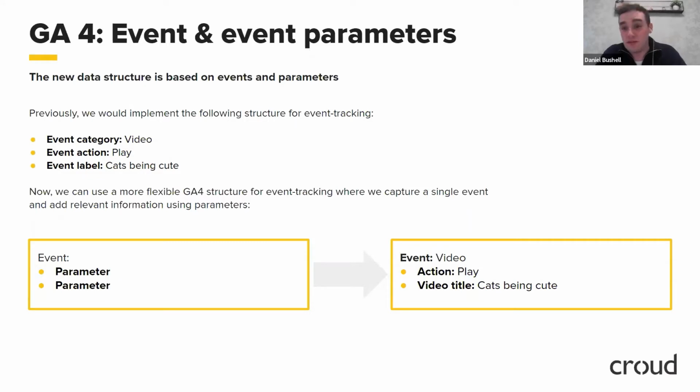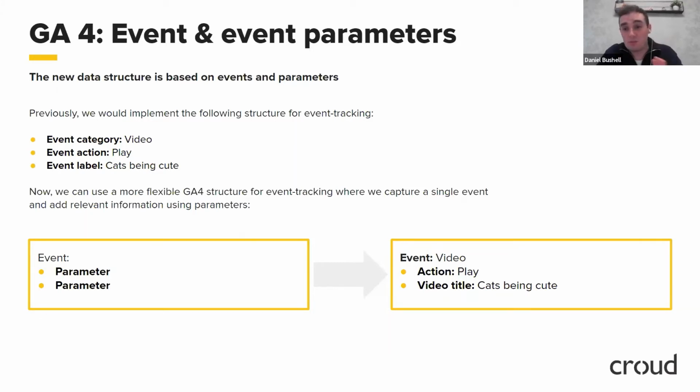And that's because the new data structure is based on 2 things, events and parameters. So to refer back to the previous example, we'd have video, play, and cats being cute as our category, action, and label. Whereas instead of having category, action, and label, we'd simply have an event and a parameter.